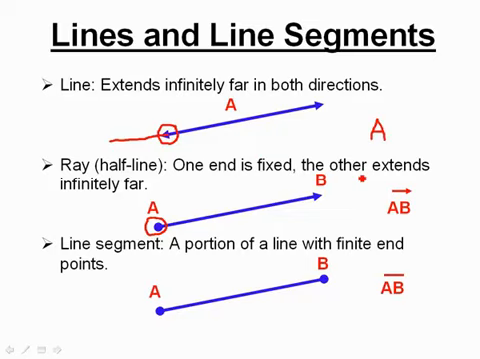Okay, so line segments. A line segment essentially has two fixed ends. So it would be line segment AB. And you'll see here that there are no arrows on top of that little line on top to show that it's fixed.